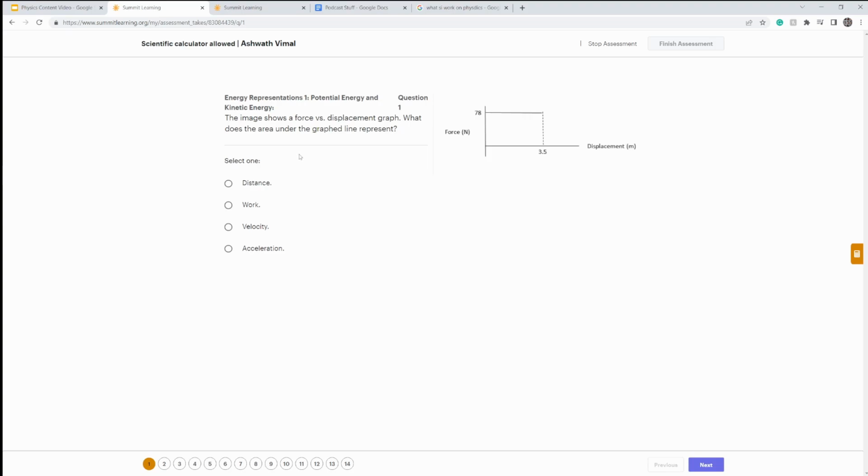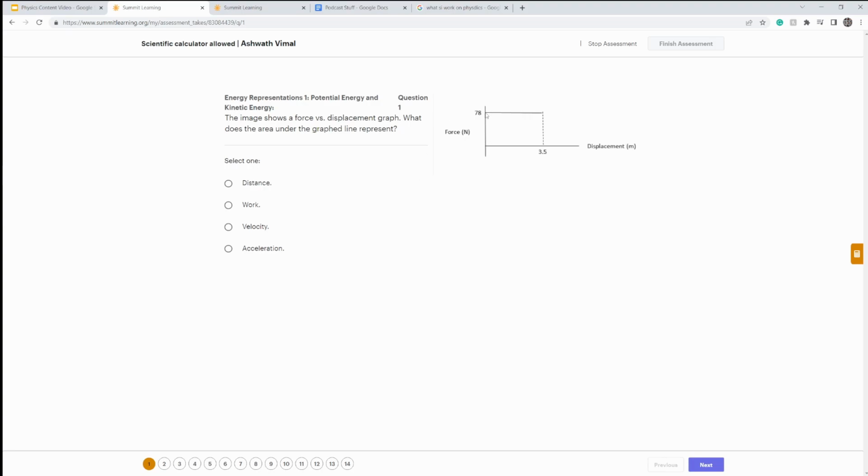What does the area under the graph line represent? So the x-axis would be displacement, which is 3.5 meters. And then the y-axis would be the force, which is 78 newtons. If you don't remember newtons from previous contents, that's just the unit of measurement for force.